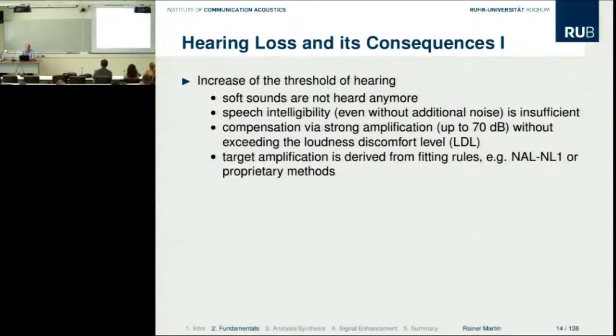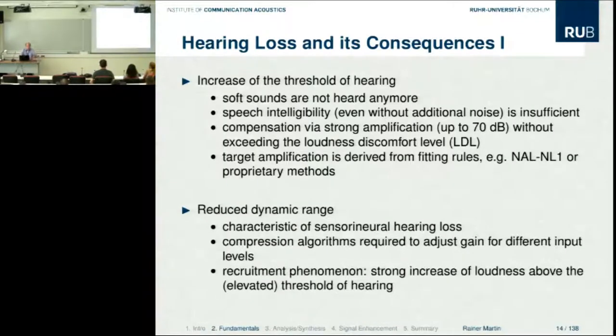And luckily, this elevated threshold of hearing can be compensated by amplifying the signal so that it's again above the threshold of hearing. And the amount of amplification is derived from so-called fitting rules. That's usually now a software program which is used by the hearing aid dispenser or the audiologist to fit your hearing aid and to determine the appropriate amplification from your audiogram, which is typically frequency dependent.